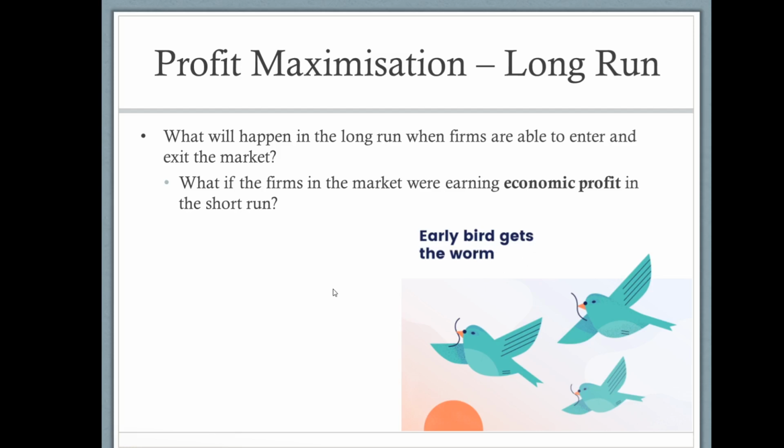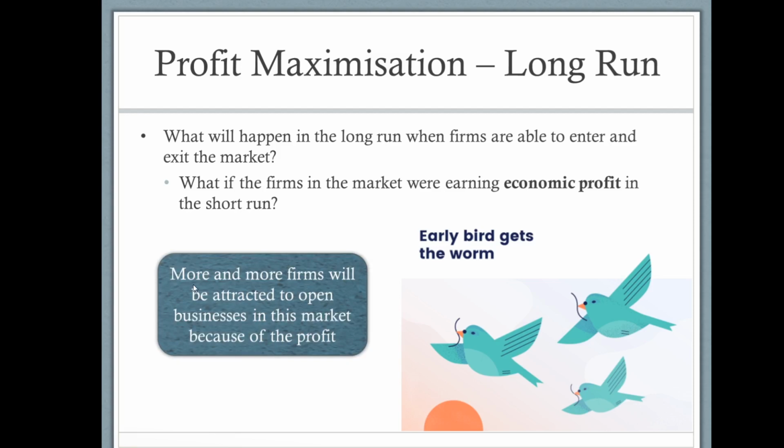Take a look at this. We said that more and more firms will be attracted to open businesses in the market because they see profits. So they want to earn some of those as well. They see there are worms in that market. So they are the birds, they are trying to fly over there and eat those worms. But one more question is, what will happen to the market demand and supply? Anything that will be affected because of this?